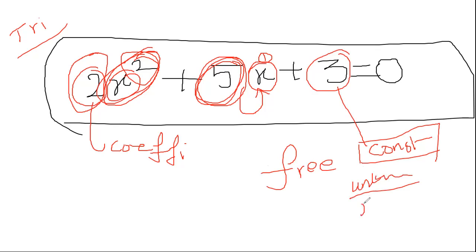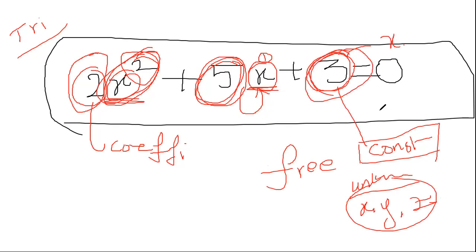Unknowns are what? X, Y, Z. In the given question, what is the unknown? X is the unknown. Yes or no? In the given question, X is the unknown, and this is the term. Beside this term, there are no unknown terms like X or Y, nothing is there. So this term is free of what? Unknowns. So whatever numbers are free of the unknowns, those numbers are called constants. Those numbers are called what? Constant.